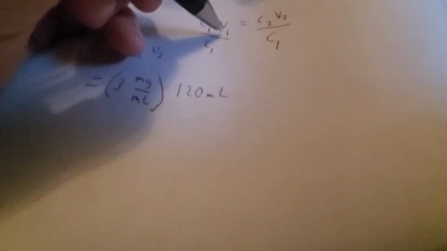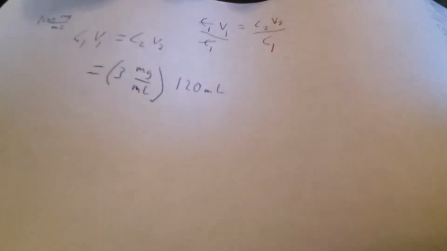I do know what my final concentration is, and I do know what my final volume is. So if you divide both sides by the initial concentration, that will isolate the initial volume variable for us to determine how much of that we need to add. So if I divide both sides, these cancel out, and I'm left with this. Volume 1 is equal to concentration 2 times volume 2 divided by concentration 1.